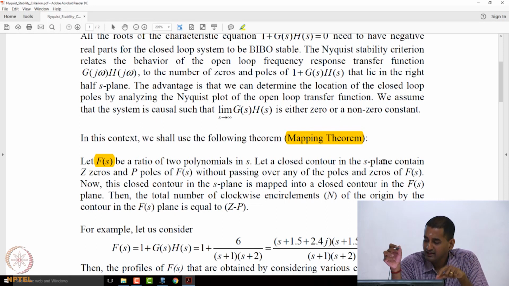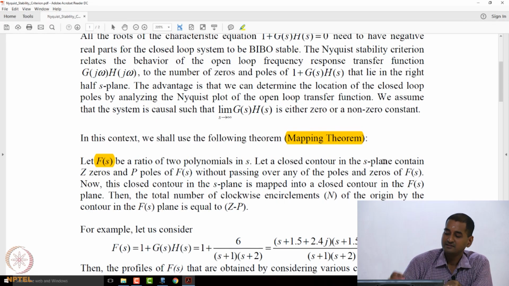What's going to happen is that we are going to get a corresponding contour in the F(s) plane. Then what we do is that we count the number of clockwise encirclements of the origin by the contour in the F(s) plane. We will see how to count these encirclements, what is meant by an encirclement and how do we count them. So now if I count the number of clockwise encirclements of the origin by the contour in the F(s) plane, that's going to be equal to Z minus P.